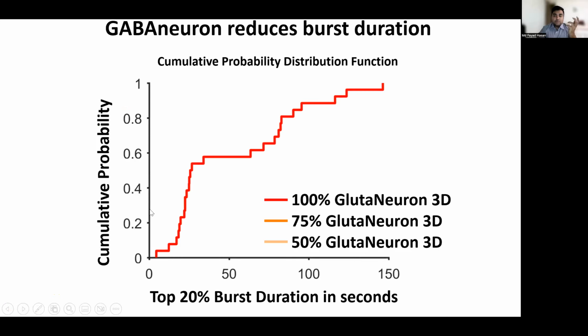With that in mind, we also made cultures with different proportions of glutamatergic and GABAergic neurons. We saw that when there are all glutamatergic neurons, they just positively increase the voltage of other neurons. This curve is a cumulative probability function of burst duration, which means these cultures are firing a lot. But when we add a little bit of GABA neurons, 25% GABA and 75% glutamatergic neurons, the activity actually decreases. And when we add more GABA neurons, the activity decreases a lot.